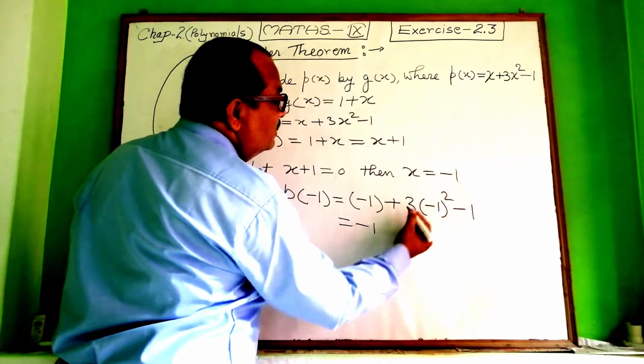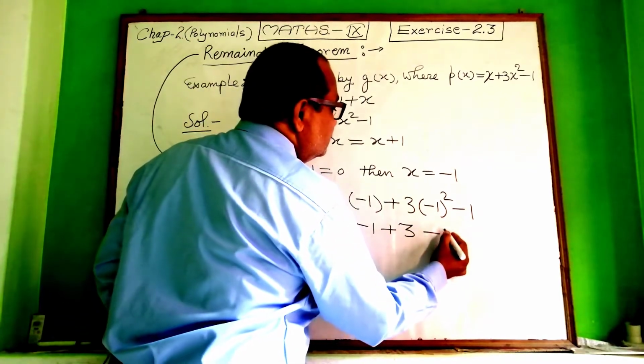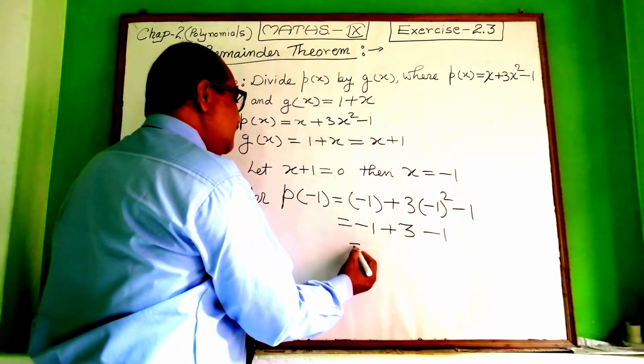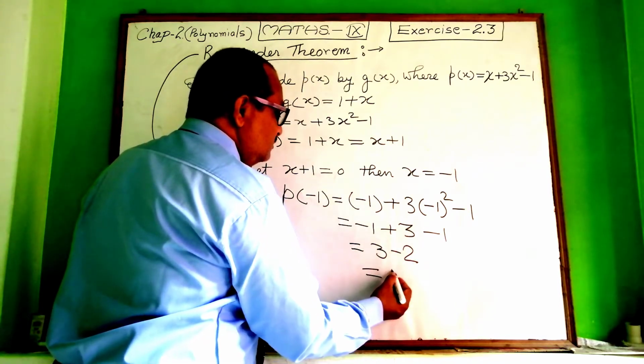This is positive 1, that is plus 3. 3 into 1, 3 minus 1. Now you can see 3 minus 2 and what is coming, 1.